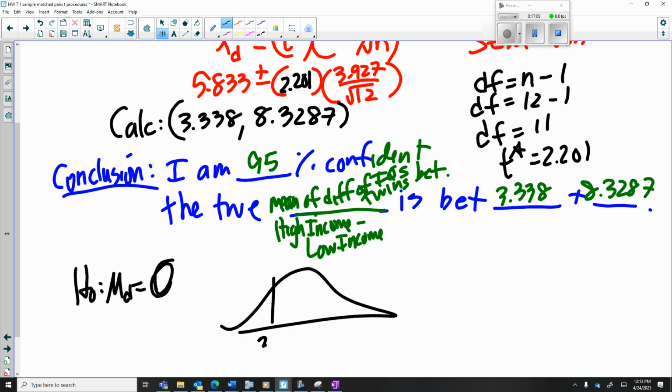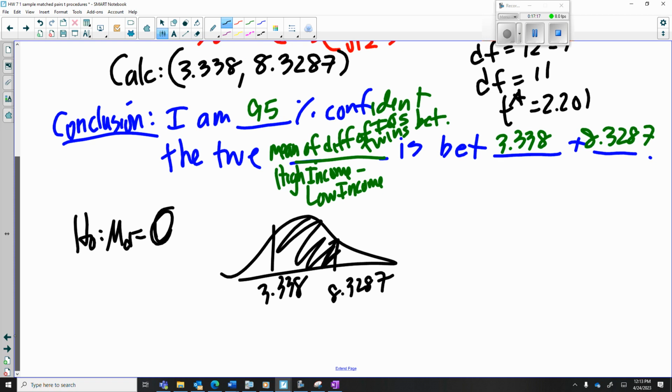So this begs the question, if it had been a null hypothesis of mu diff equals 0, and this were the interval from 3.338 to 8.3287, and this were the 95% level, would we have rejected our null? Think about, oh, 0. Where is it located? It's to the left. So it's in the tail. So will we reject the null? I'm hoping you would say yes. P is low because it's in the tail.